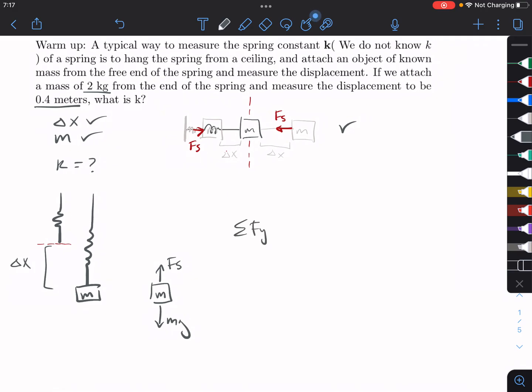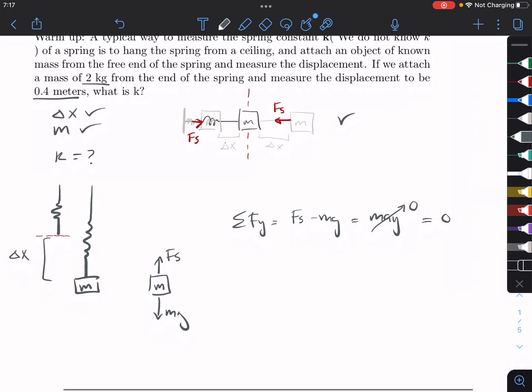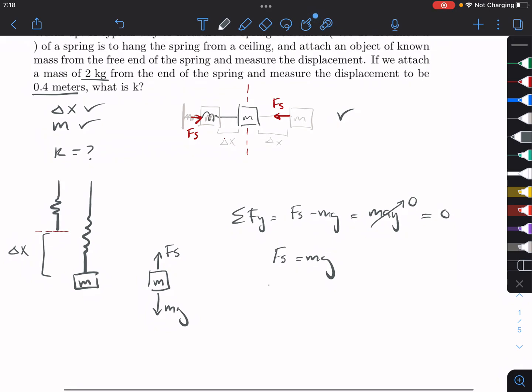Sum of forces in the y is equal to Fs minus mg, which is equal to m a_y. Sum of forces is always equal to ma. There's no acceleration in this case because it's just hanging in place. We're not moving, we're just looking at the force balance at rest. So Fs is equal to mg if I rearrange with algebra, and then k delta x is equal to mg. k will be equal to mg over delta x.